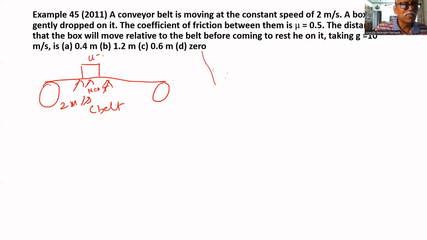Because the initial velocity u is 0, but the belt is moving, the box will not be at rest. Initially it moves, then comes to rest. The box will move in this direction for some time, then it comes to rest. The distance is asked. Now let us solve this sum.